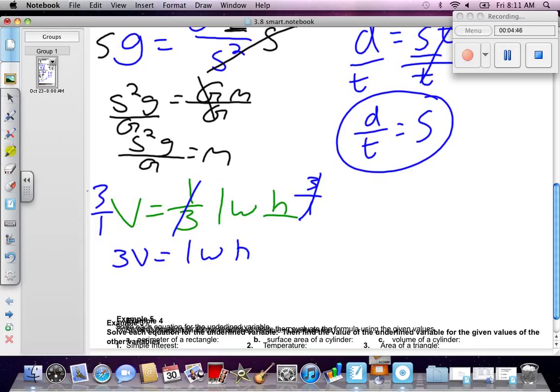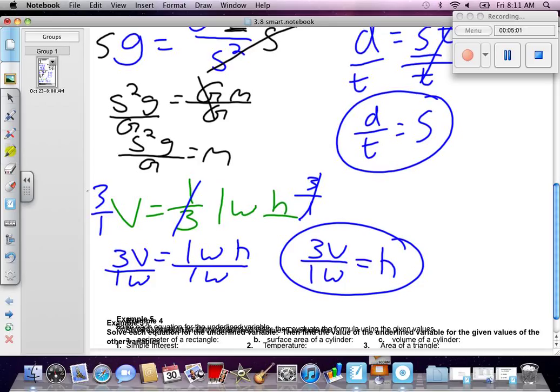What are L and W doing to H? They're being multiplied. So you want to divide. We're going to take them both at once because they're both doing the same thing. So we get 3b over LW equals H. So we got rid of the number first by doing the opposite. Then we got rid of all of the letters by doing their opposite.